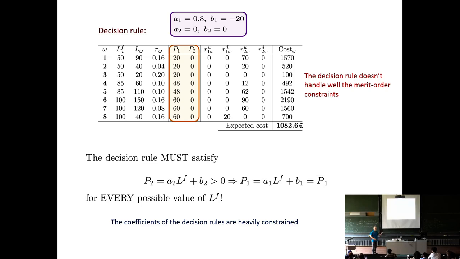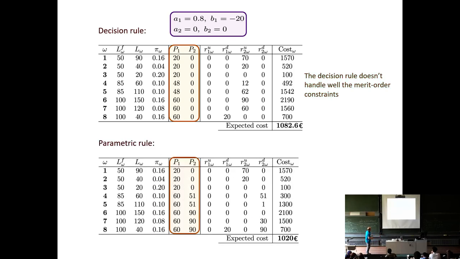Decision rules only make sense when your problem is not constrained, when you're solving an unconstrained optimization problem. The moment your optimization problem is very constrained, they are going to lose their power. And this is what I said, that the parametric rule, this other approach, is not affected by that. Okay. So far, so good.